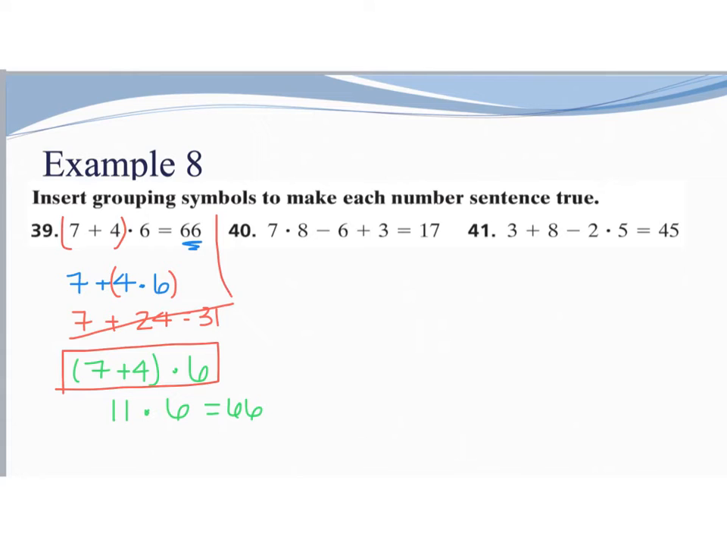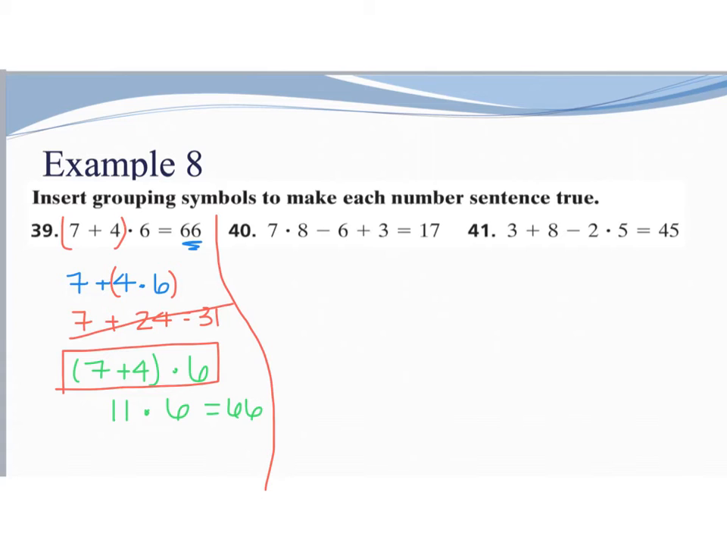So now if I come down here to number 40, I have 7 times 8 minus 6 plus 3. Now the more you do of these, the better you'll become. But right away, I notice that if I put my grouping symbols around the 7 and 8, I'm going to end up with 56. And because I'm going to be adding and subtracting small numbers, I know that if I take 56 and I subtract a 6 and add a 3, that's not going to get me very close to 17. So I'm not going to put my parentheses around the 7 times 8.